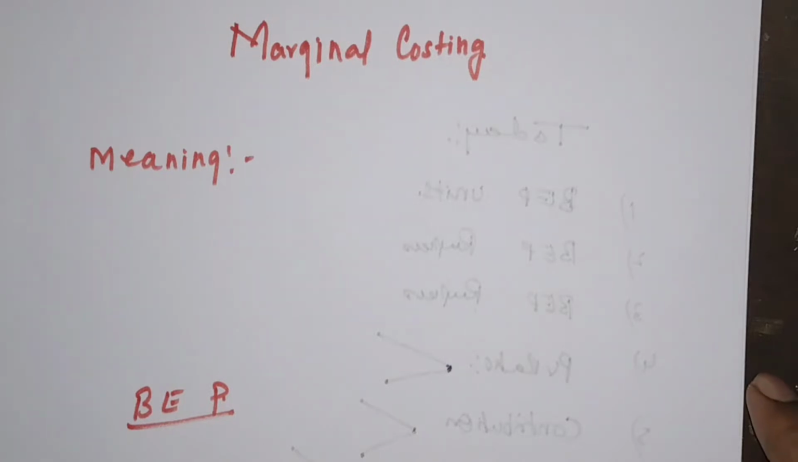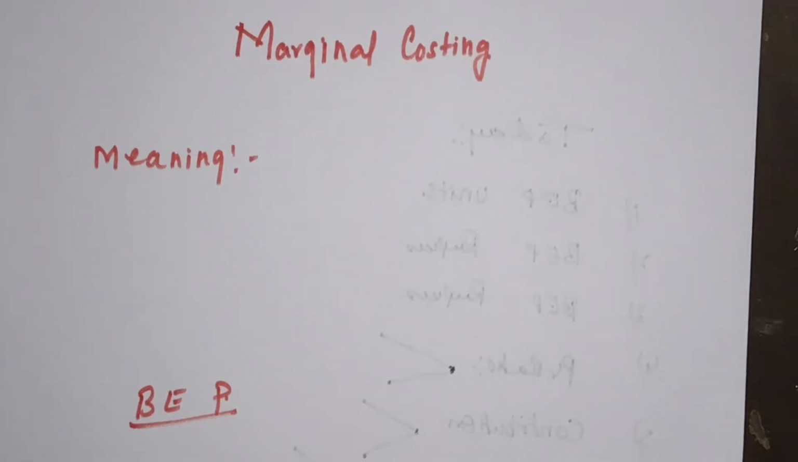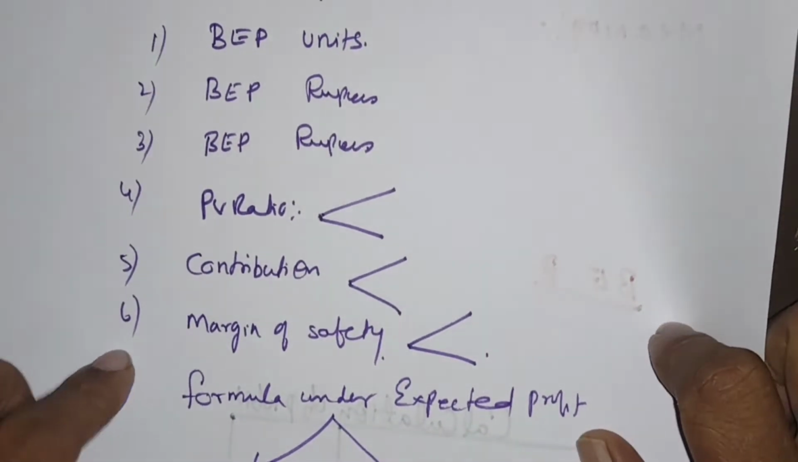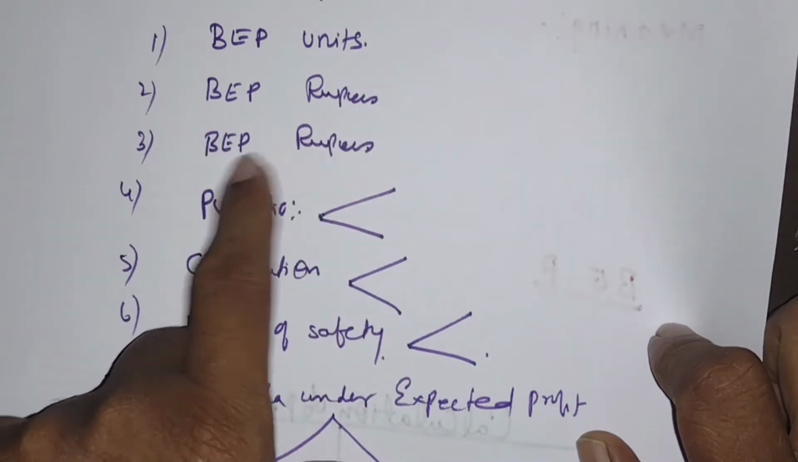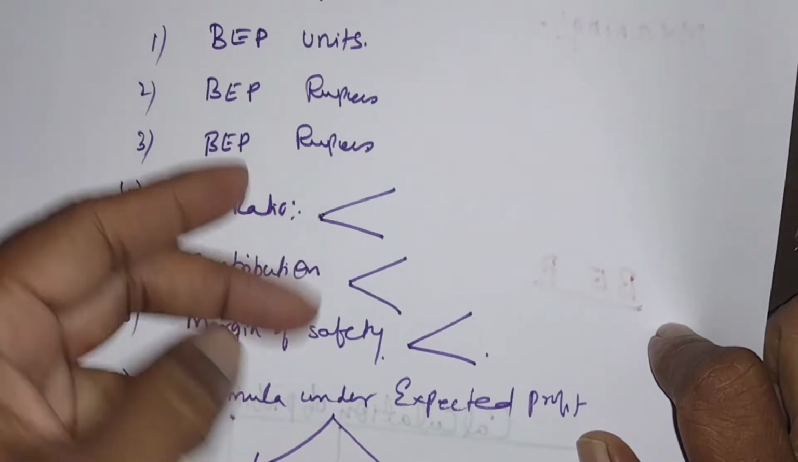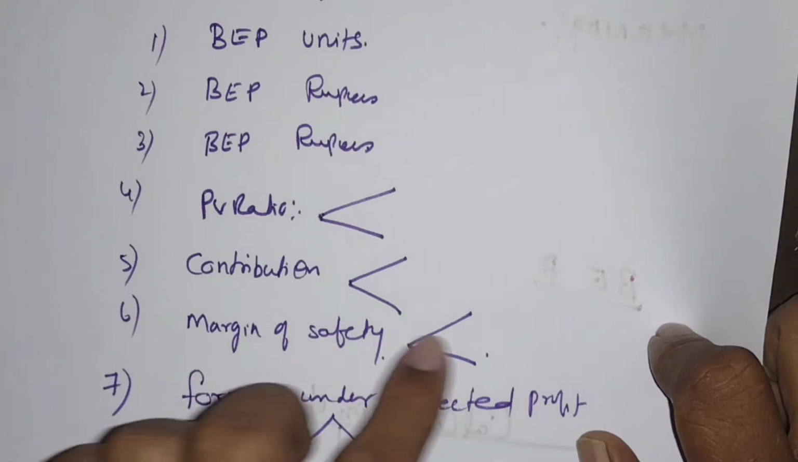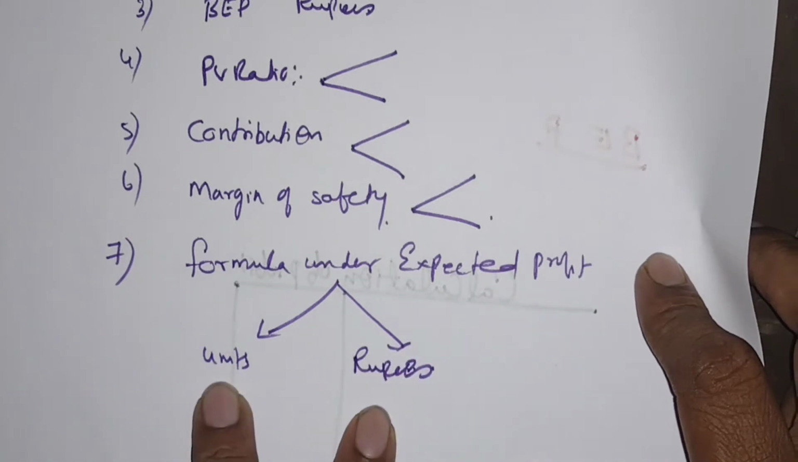Today the very interesting topic which I am going to explain is going to be a little lengthy video, because in this topic we are going to cover the meaning of marginal costing, the meaning of break-even point, and the calculation of profit, and after that we are going to see the various formulas. BEP in terms of units, BEP in terms of rupees, we have two different formulas. PV ratio we have 2 to 3 different formulas. Contribution we have two different formulas. Margin of safety two different formulas, and formulas under expectation of profit we have two different formulas.